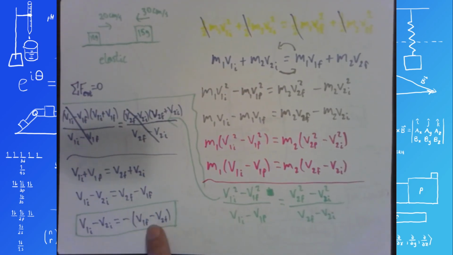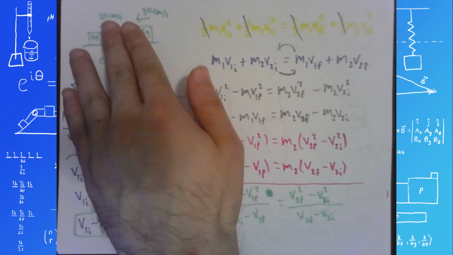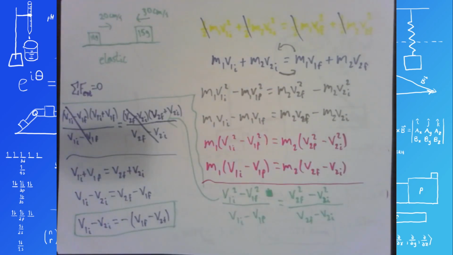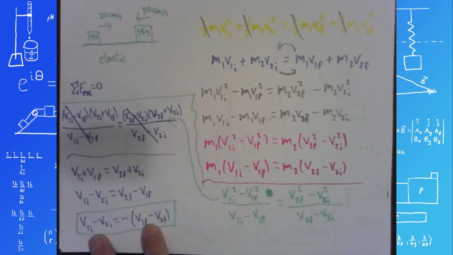equals the negative of the rate at which the gap between them will start expanding after they collide. So they're coming at each other at 50 centimeters per second, essentially, before collision. After collision, they're going to be separating from each other at a rate of 50 centimeters per second. The distance shrinks at a rate of 50 per second, and then after collision it grows at 50 centimeters per second. That's essentially what this is telling you.